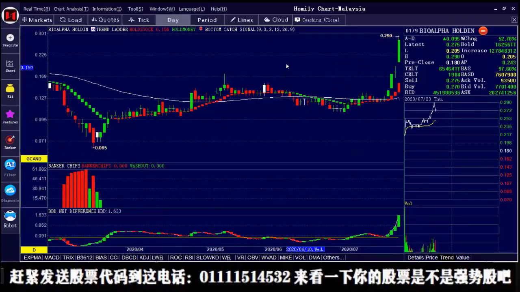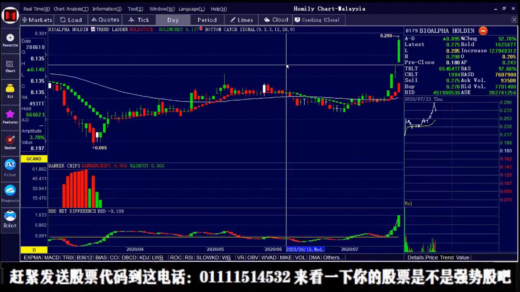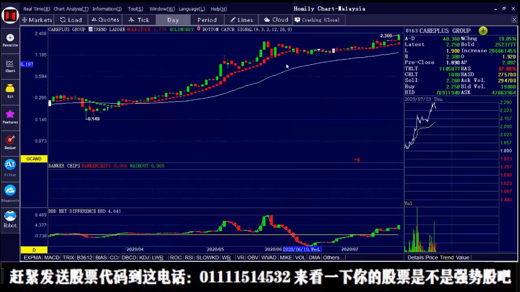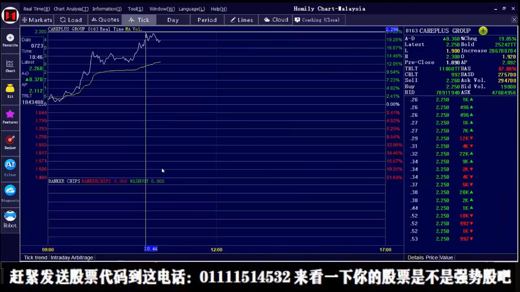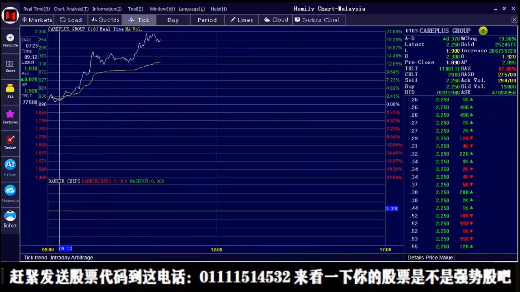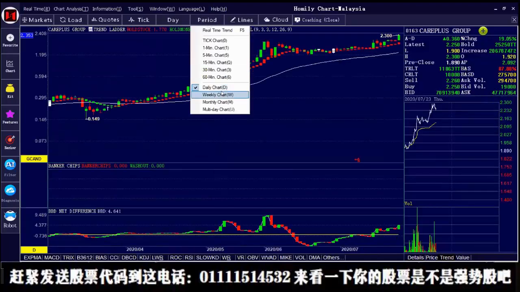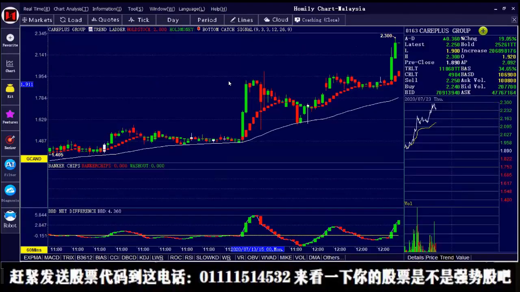Actually, this one, you can see through all the top 20s or top 30s. And if you focus on 0163, you can go to the T chart. The T chart has no banker chips, right? So you can go to the daily chart and the 60-minute chart, or even 30 minutes.